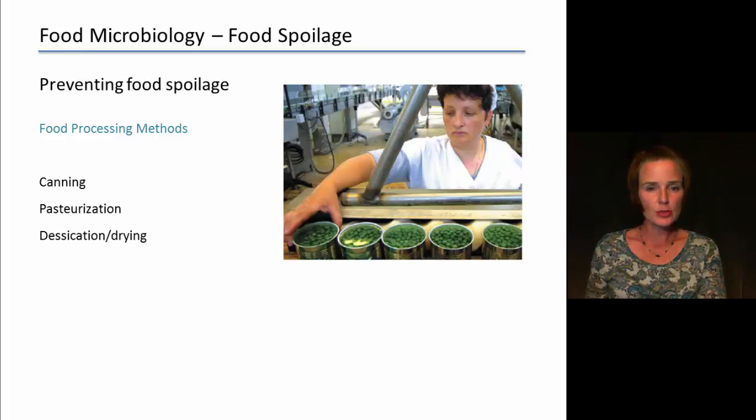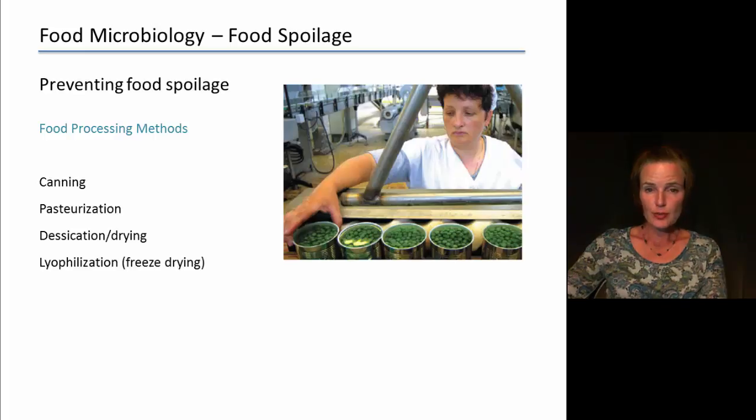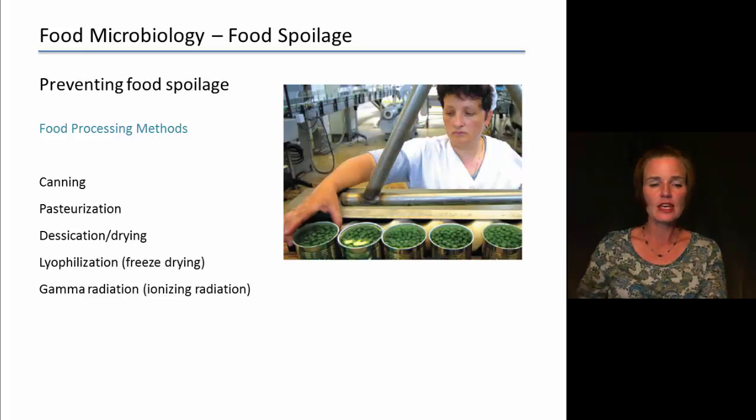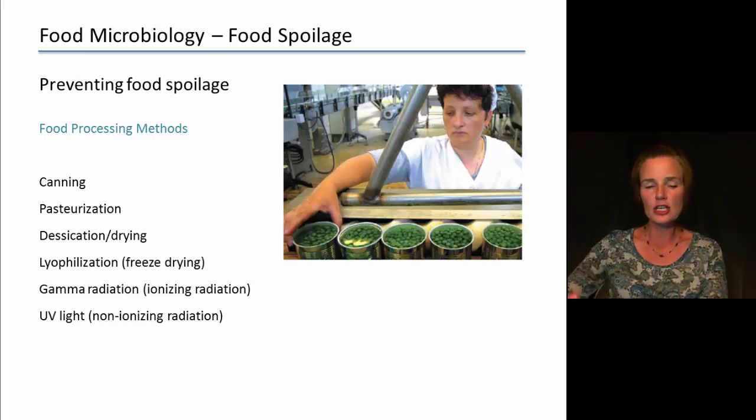Desiccation and drying can be used to preserve foods. This is something that's sometimes done with different meats. Lyophilization would be freeze drying. And then there's different types of radiation that can be used to sterilize or to get rid of a lot of the bacteria and microbes that might be there.